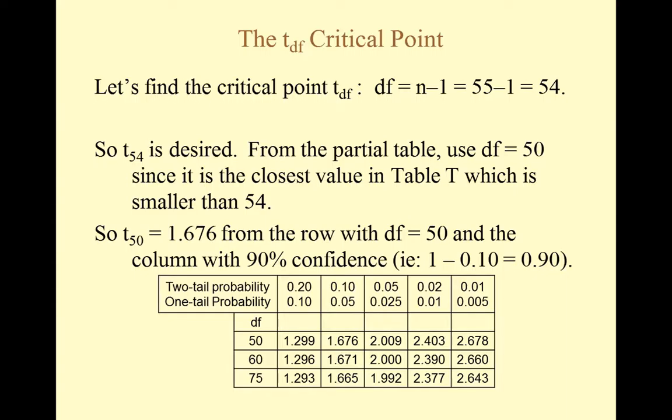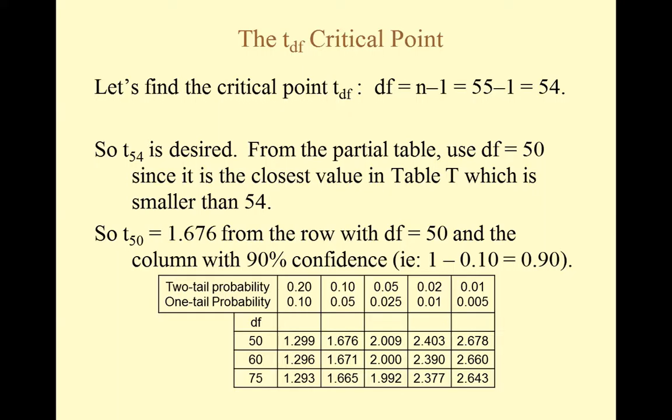Let's start with the critical point here. To find the critical point, we need to calculate the degrees of freedom, which is n minus 1. So that's the sample size of 55 minus 1, or 54. So t sub 54 is our desired number.